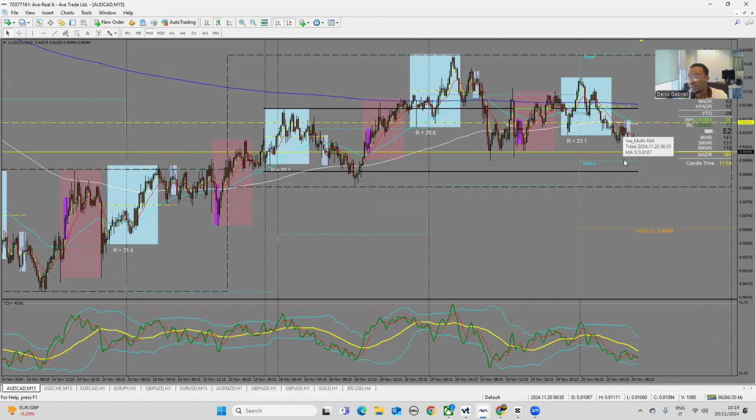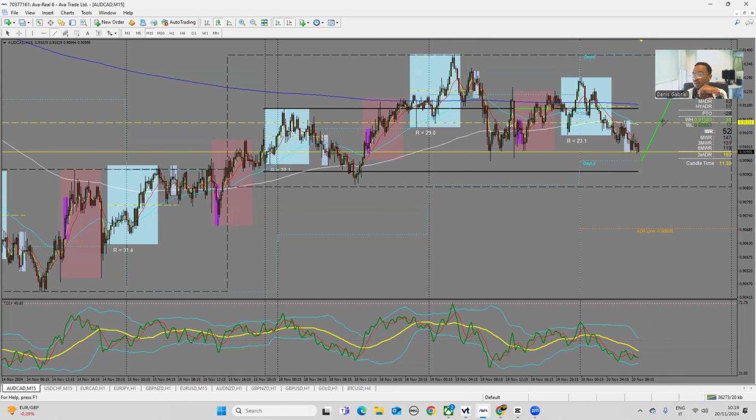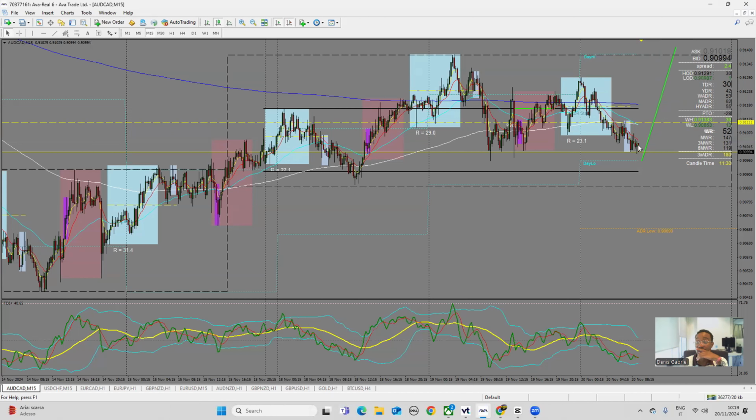Ideally, I would want them to give me some sort of W formation or rejection to the downside. Maybe if it rejects yesterday's low, then perhaps we can enter a buy to the upside, right? We can enter a buy to the upside from here. Ideally, that's what I would like to see happen on this pair since it has been consolidating. So give us perhaps some sort of rejection to the downside.